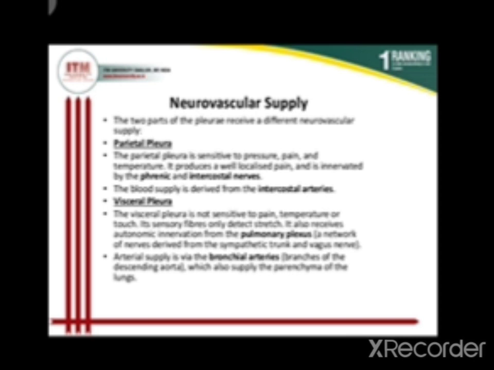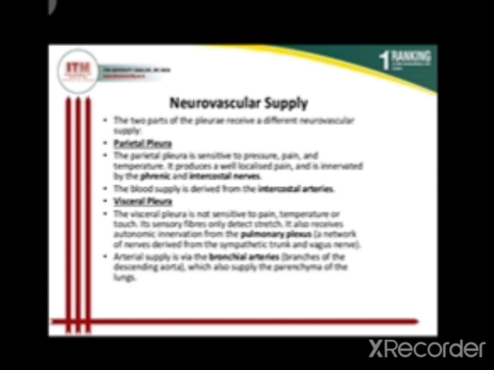Next is the visceral pleura. So the visceral pleura is not sensitive to pain, temperature and touch. Its sensory fibers only detect the stretch. Okay, so it also receives autonomic innervation from the pulmonary plexus, a network of nerves derived from the sympathetic trunk and vagus nerve. Fine. So the nerve supply is by the pulmonary plexus.